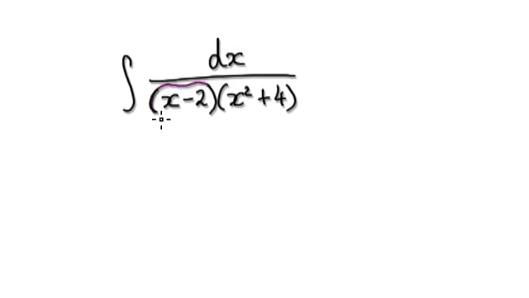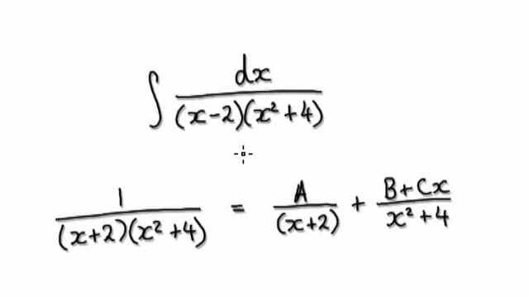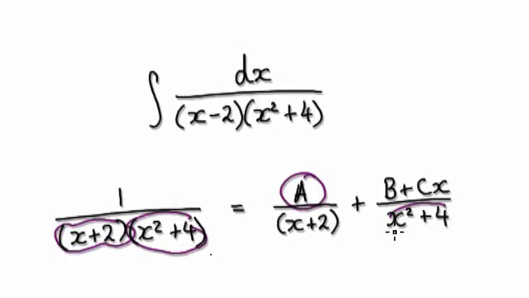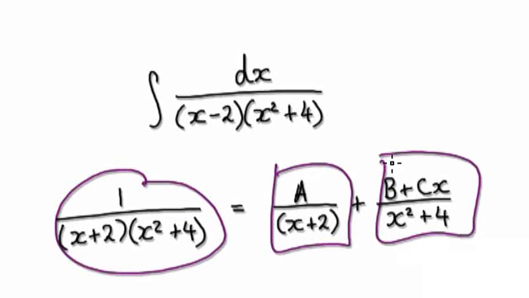Okay, so this one's like the one in the previous video, but here you've got a combination of a linear and a quadratic. So when it's a linear here, this will be a constant. Here you've got a quadratic, so this here will be a linear. So we can break up this fraction as one fraction plus another fraction.